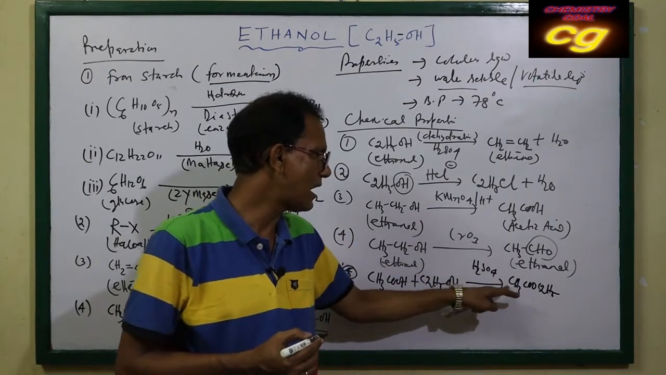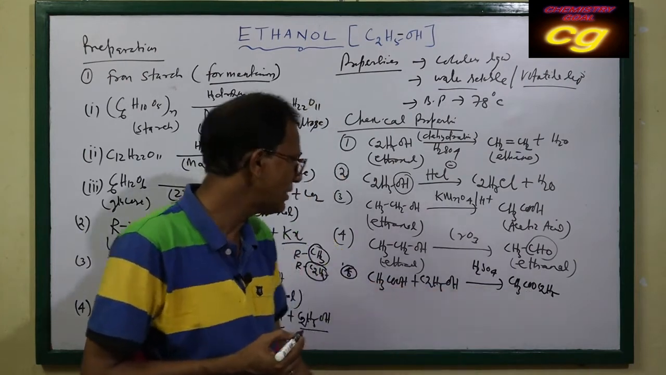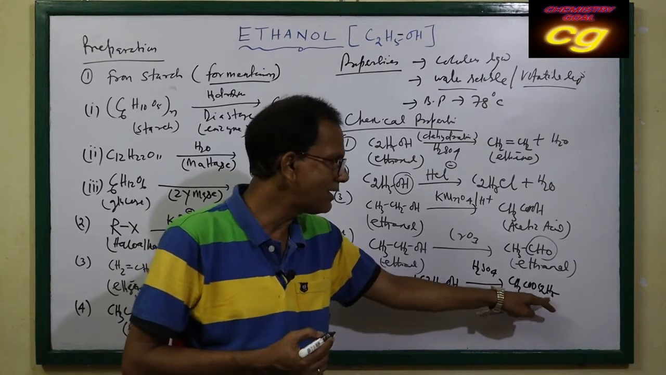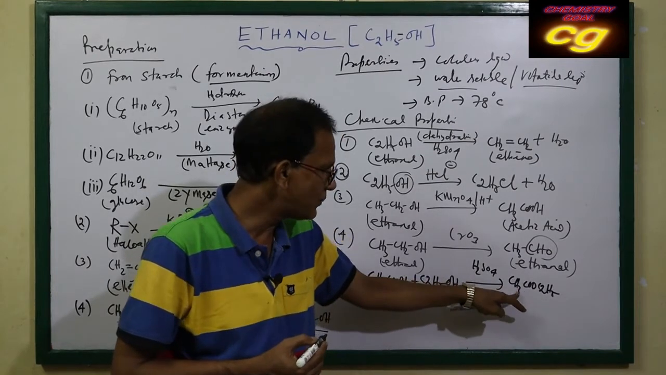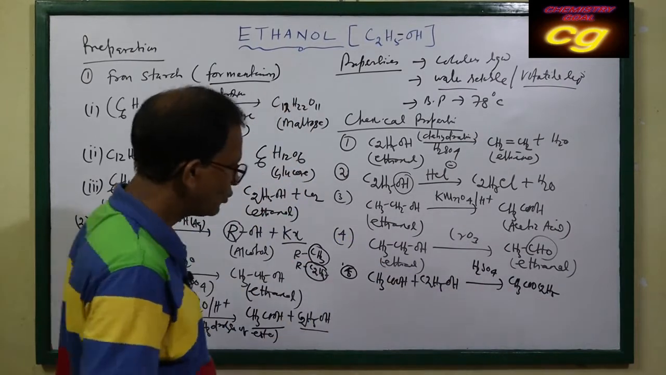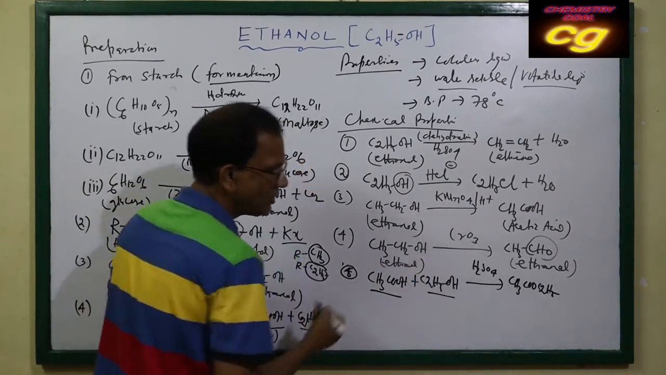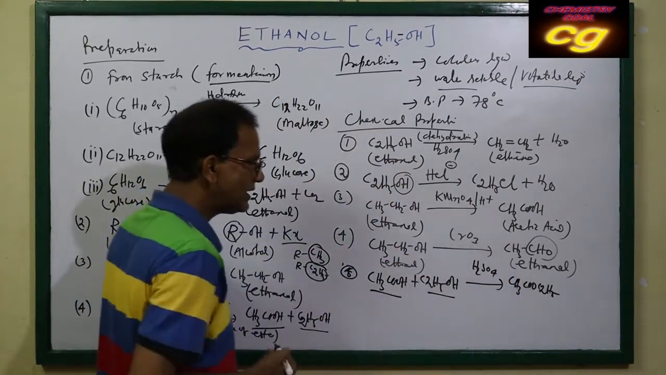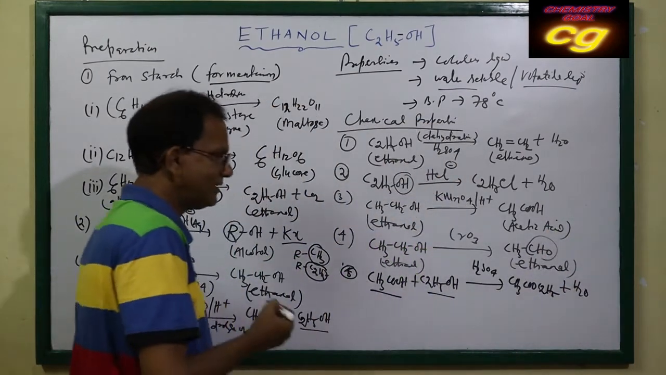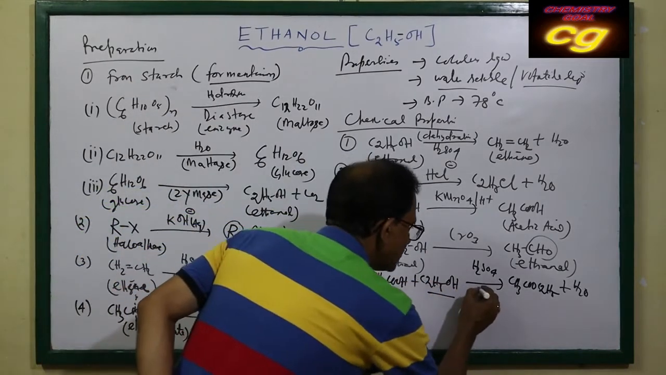RCOOR dash. In the last videos we have already discussed the nomenclature of ester. Ester has two parts, acid part and alcoholic part. Acid part is on the left side and alcoholic part is on the right side. So it starts from acetic acid and ethanol. The result is ethyl acetate plus water. Water is formed. This reaction is called esterification.